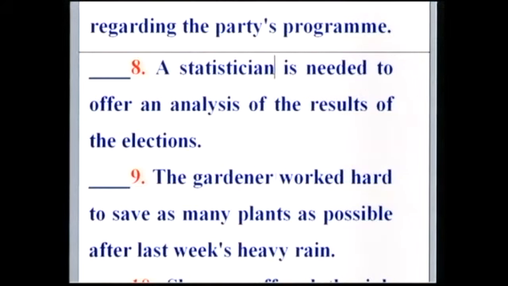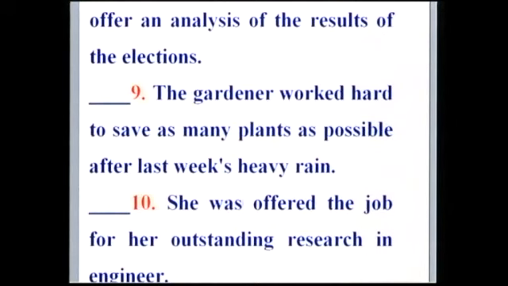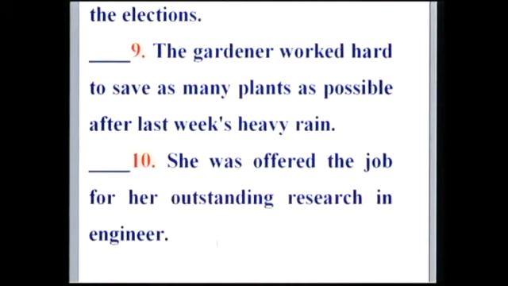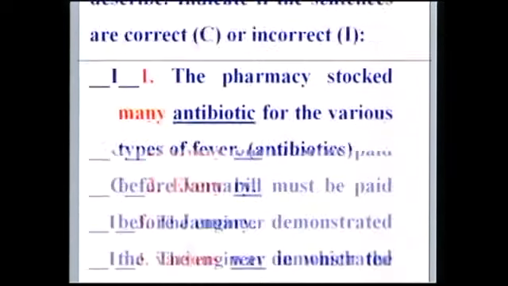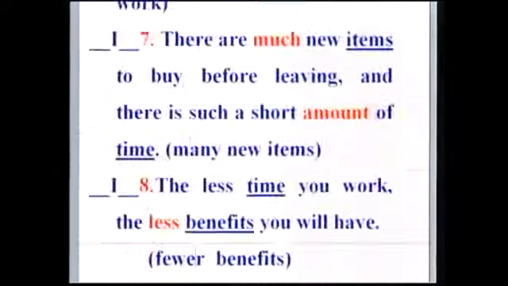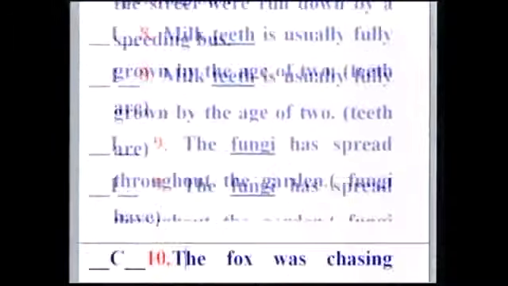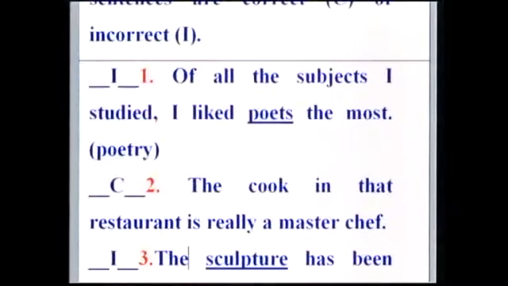Number 9, the gardener worked hard to save as many plants as possible after the week's heavy rain. طبعا أنا I need the gardener الجنايني. This is correct. She was offered the job for her outstanding research in engineer. Engineer ده اسم الشخص مهندس، لكن احنا بنقول for her outstanding research أبحاثها المتميزة في الهندسة engineering. Alright? طيب نبص على طول على الانسر key because time is up.